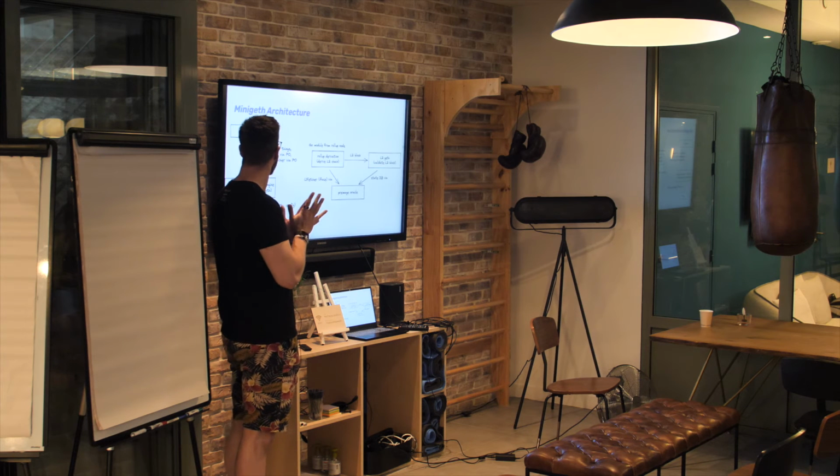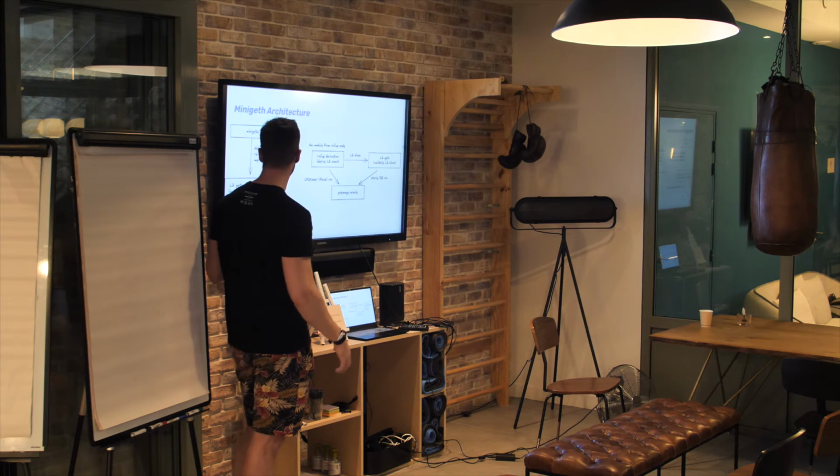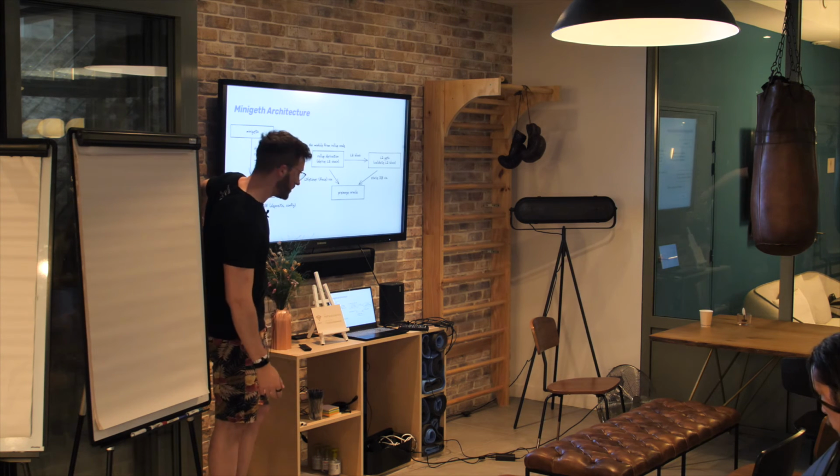So I think we've touched on this already a little bit. This is what's in Minigeth, how does it work? So you start with Go Ethereum here at the bottom.